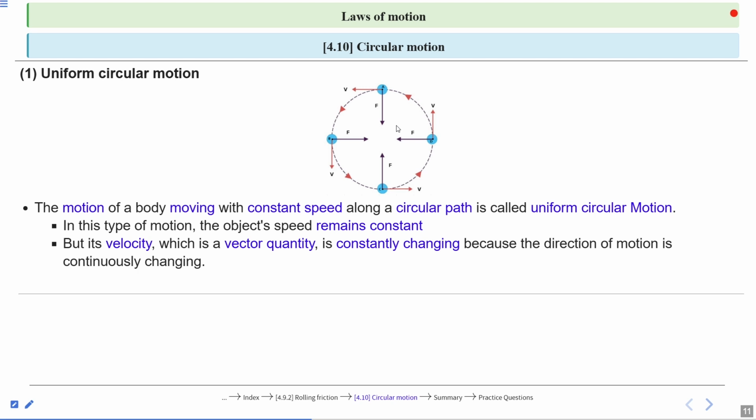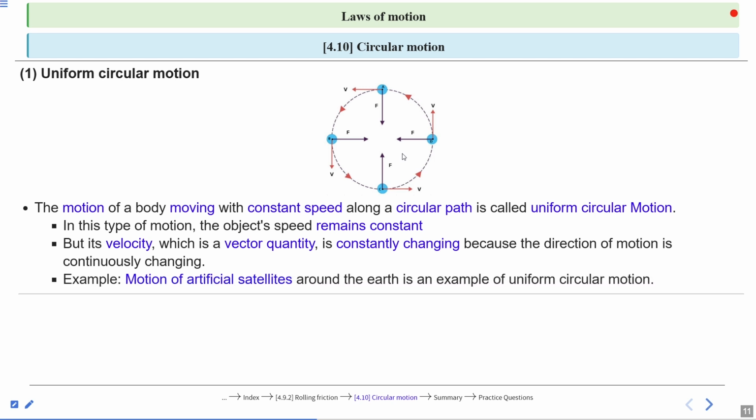It means the direction changes at every point on a circular path. So we can say velocity changes continuously, or constantly. In uniform circular motion, the magnitude of speed is constant, but the velocity changes. So this type of motion is uniform circular motion. If we talk about an example, the motion of artificial satellites around the earth is an example of uniform circular motion.